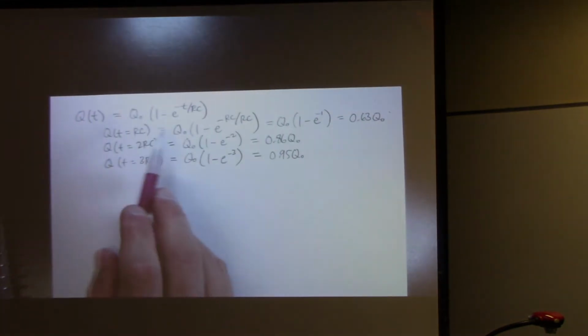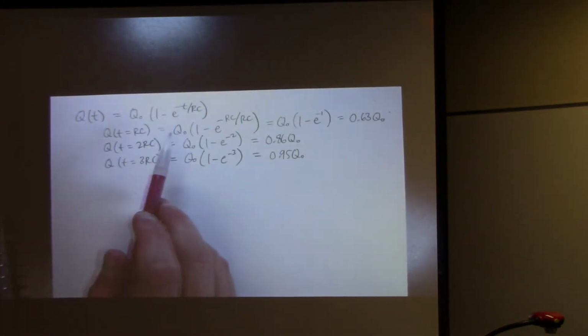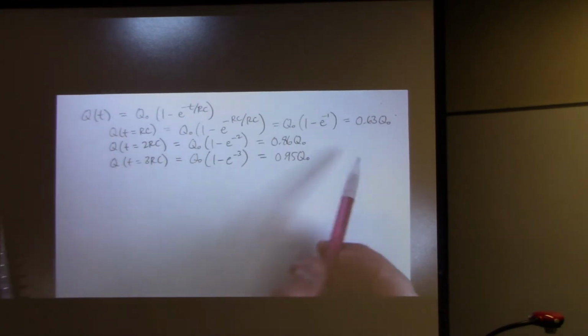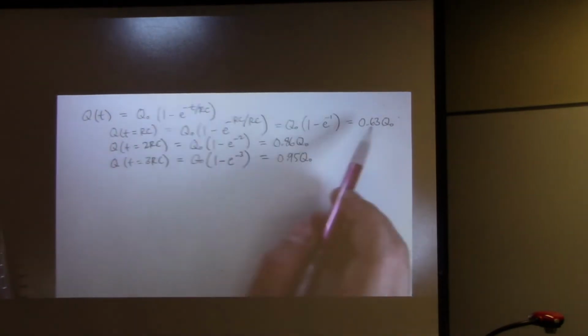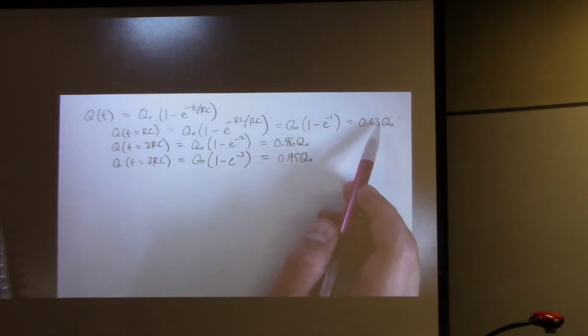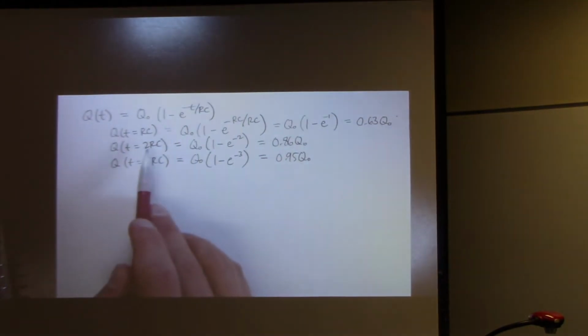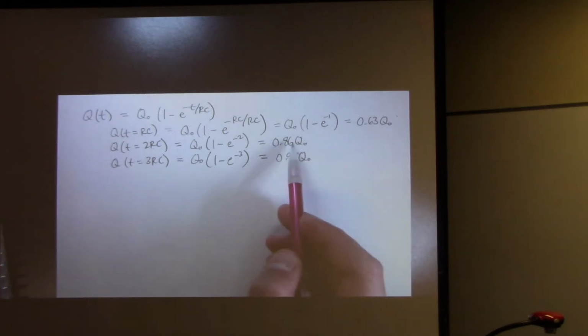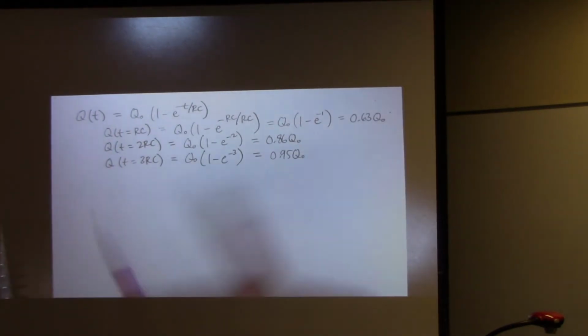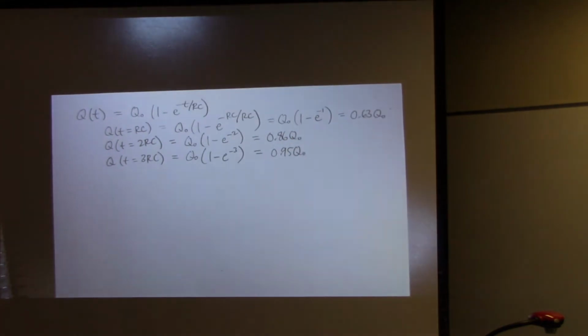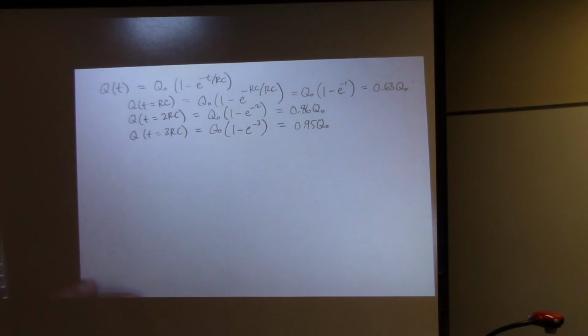this RC thing is telling us something about how long it takes to charge up. Because if we have 1 times RC as our time, it's like 63% to a full charge. If we have 2 times RC, it's 86% of the way to a full charge. And if we have 3 times RC, it's like 95% of the way to a full charge. Okay, so it's telling us something about how quickly the charging is happening.